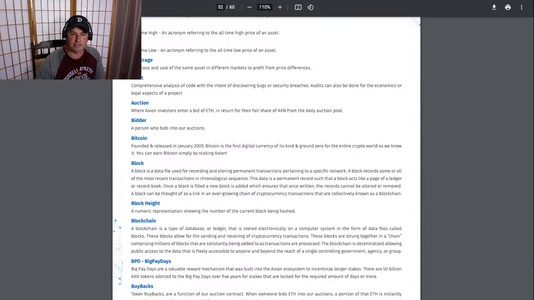Then we've got big paydays. Big paydays are a value reward mechanism that was built into the Axion ecosystem to incentivize longer stakers. There are 50 billion Axion tokens allotted to big paydays over 5 years, for stakes that lock for a required amount of days or more, which was 350 days for the first one, 700 days for the second one, etc. Just add 350 days on for the first 5.